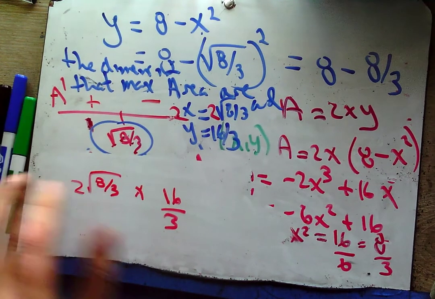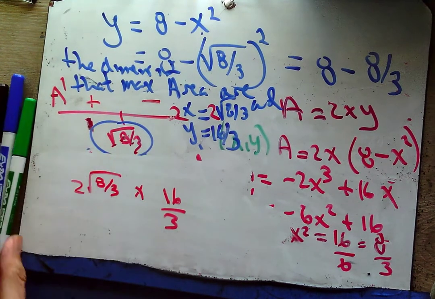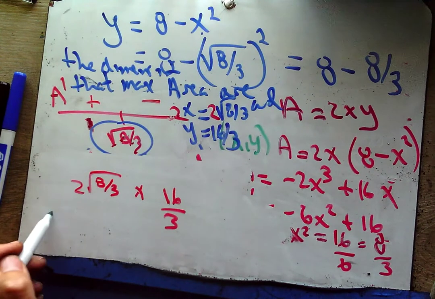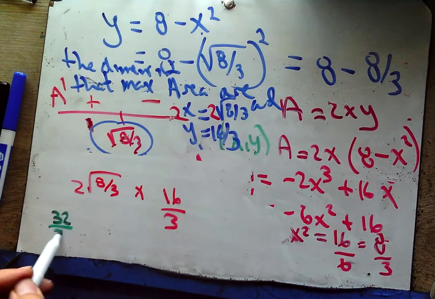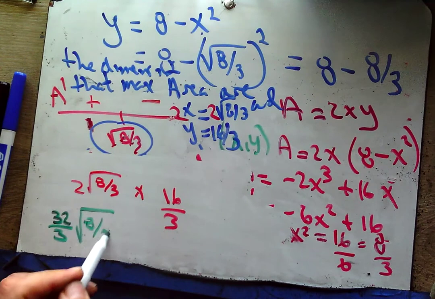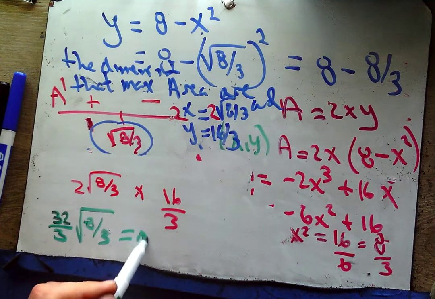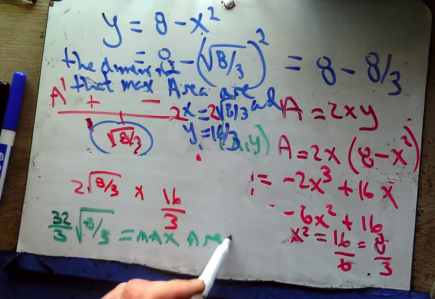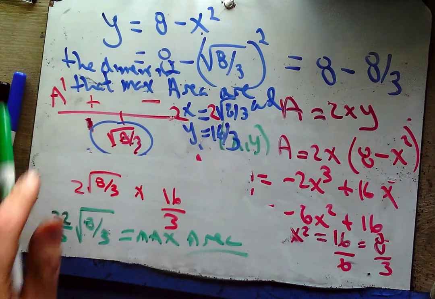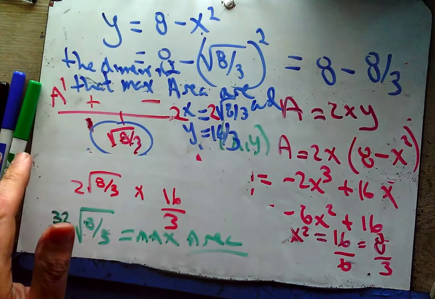All right, biggest rectangle inside. Oh, and then I could actually multiply these and have 32 over 3 times the square root of 8 thirds. This is the max area. Okay. All right, that was number 8.